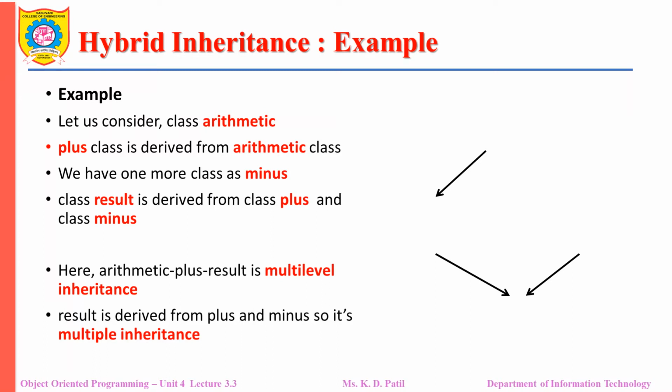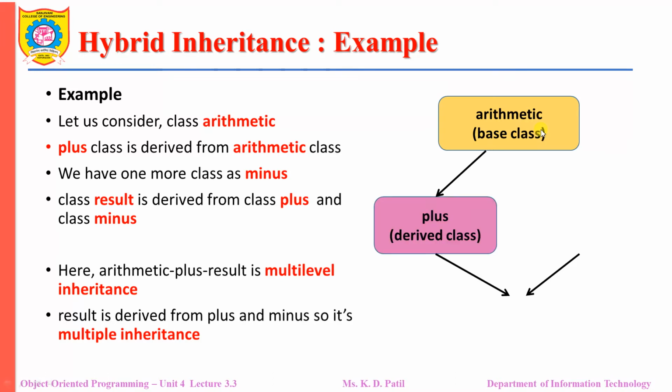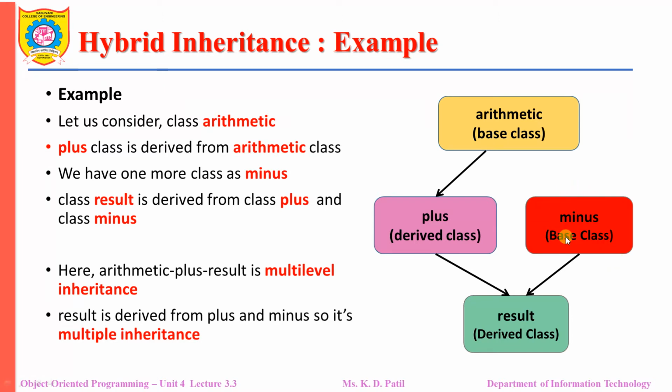Now let us see the example of hybrid inheritance. Let us consider the class arithmetic, which can be considered as a base class. That base class, arithmetic class, is inherited by one of the derived classes. Let us consider that derived class is a plus class. And let us consider we have one more class, that is a minus class.